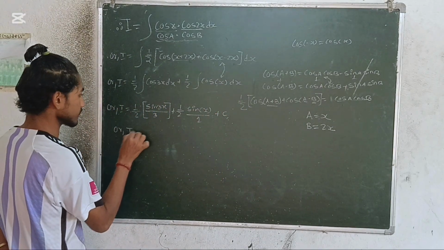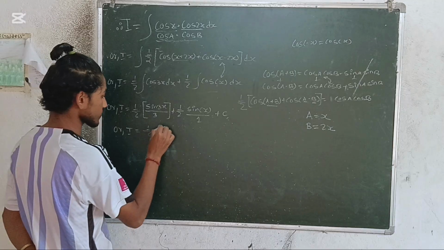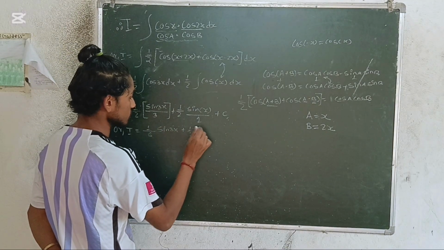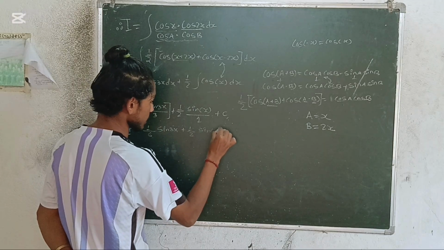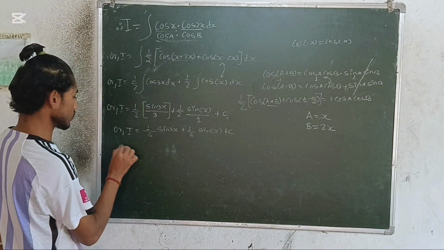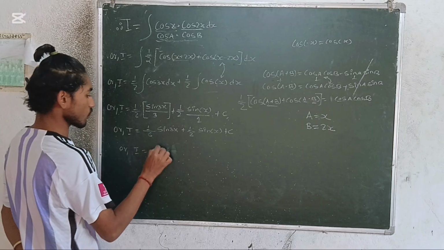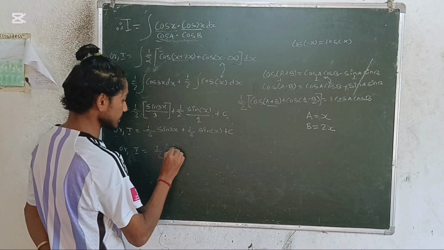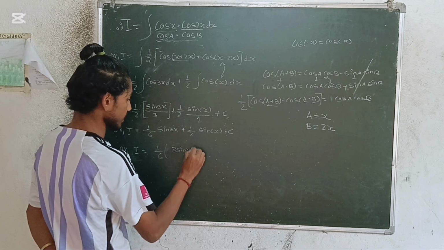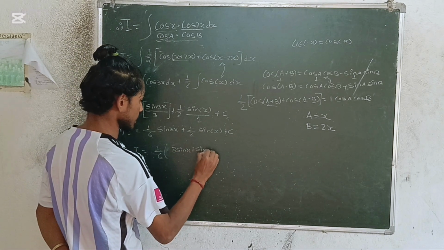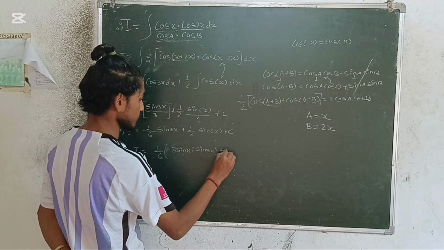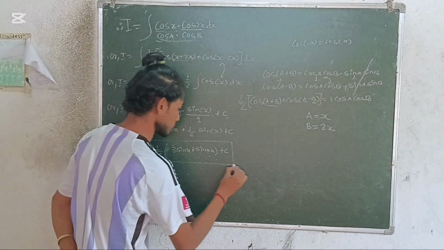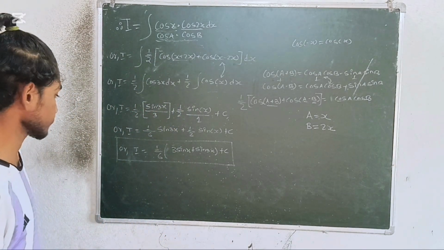Or I can write it as one over six sine 3x plus one over two sine x plus c. Now for the last step we can take one over six as common. We can write it as one over six times 3 sine of x plus sine 3x, plus c. This would be our final integral formula.